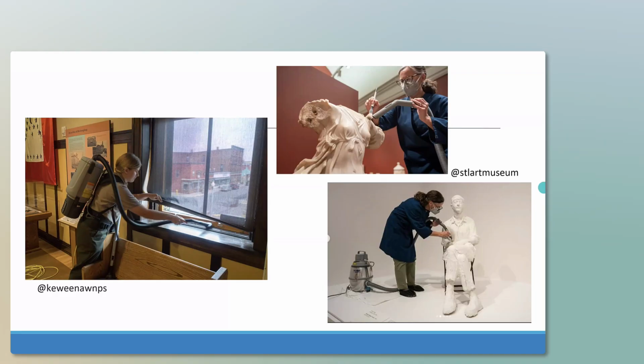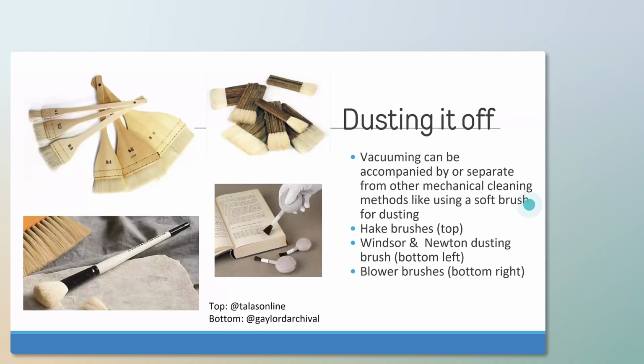It's a little easier to see in the top image, but in both the top image and the one below, with the sculpture, they're using a dusting brush to gently dislodge the dust and guide it into the vacuum. And this brings us to the last section on supplies here, and that is on dusting itself.